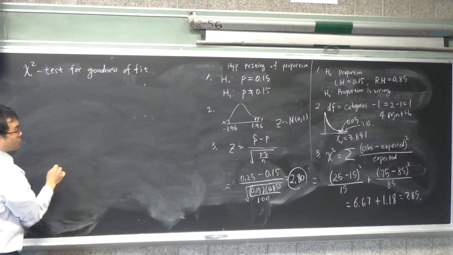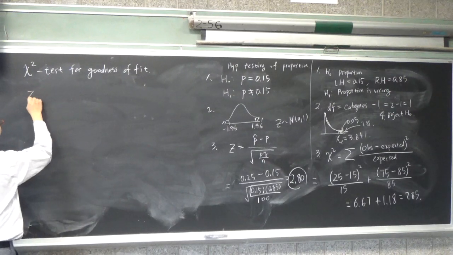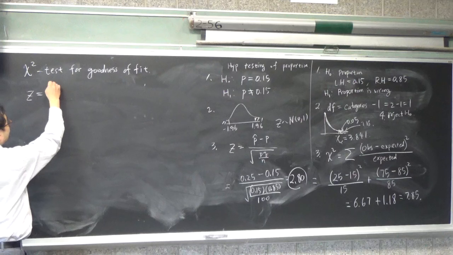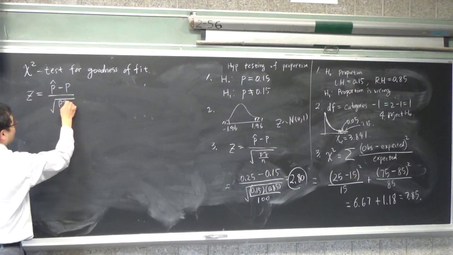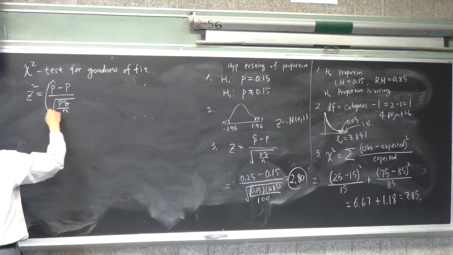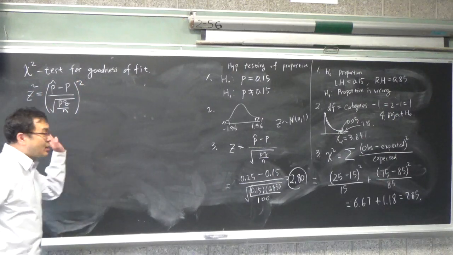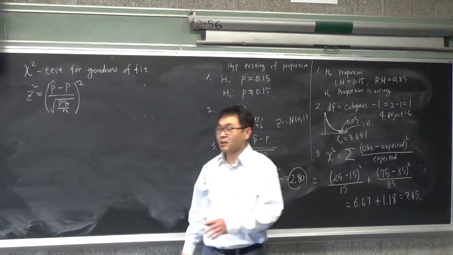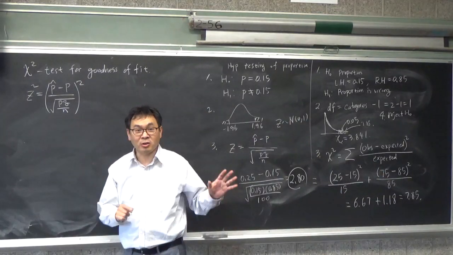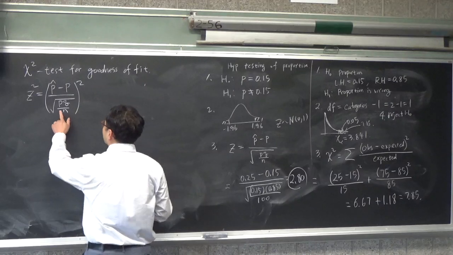I want to show that if you do Z equals (p hat minus p) over the square root of pq over n, and you square both sides, you get the same exact thing that we had for the chi-square. And I want to show that by working on both ends. So let's start with this one.